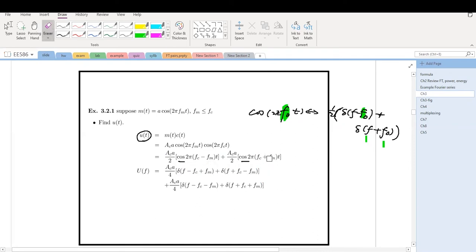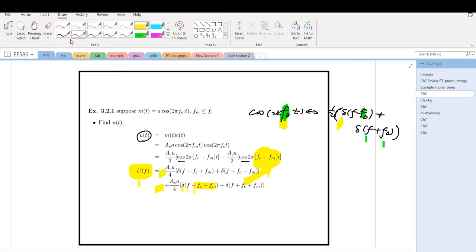In the second term, your f naught is this portion now in the bracket. Then you plug it into the delta function here. So the first delta function is delta f minus f naught, but your f naught is this quantity here. Then delta f plus f naught, your f naught is this quantity again, you plug it in here. So thus we have four delta functions here. So this is the expression for U of f.